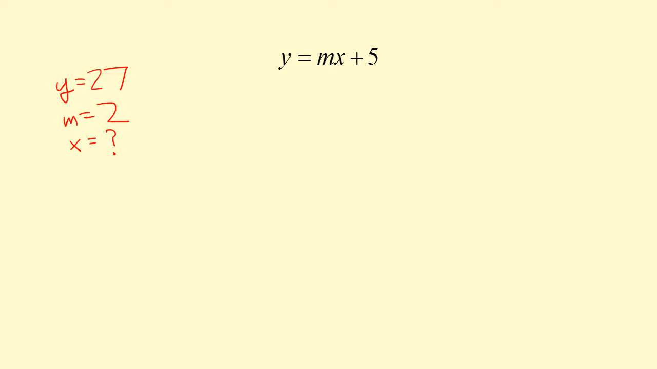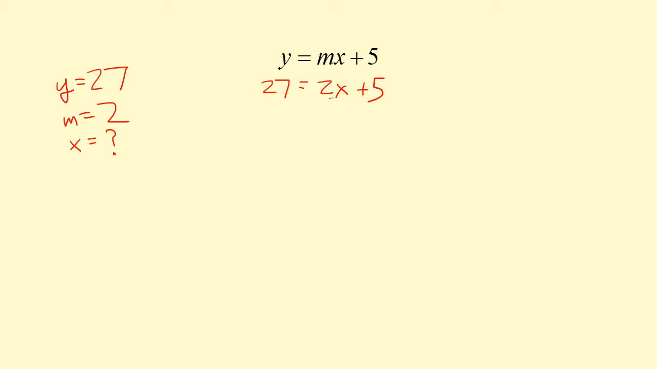So we're going to plug a 27 in for y. We're going to plug a 2 in for m, and the 5 is going to come down because it's just 5, and now we need to solve for that x. All right, so here are the steps we're going to do. We're going to kind of work backwards like we've gotten used to doing throughout this chapter. And we remember that we're going to have to do PEMDAS in reverse.